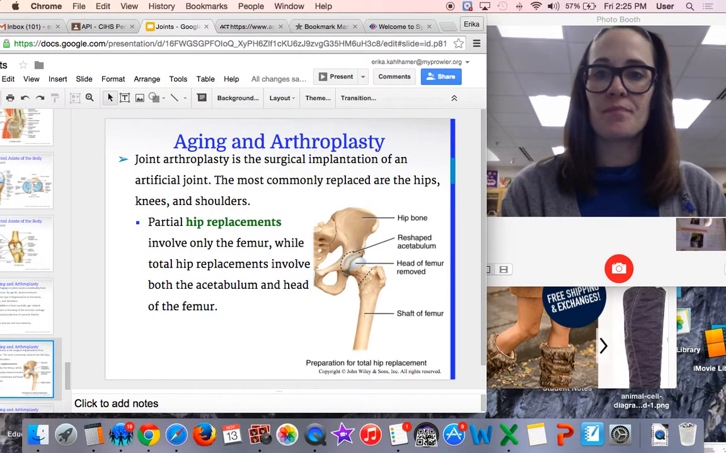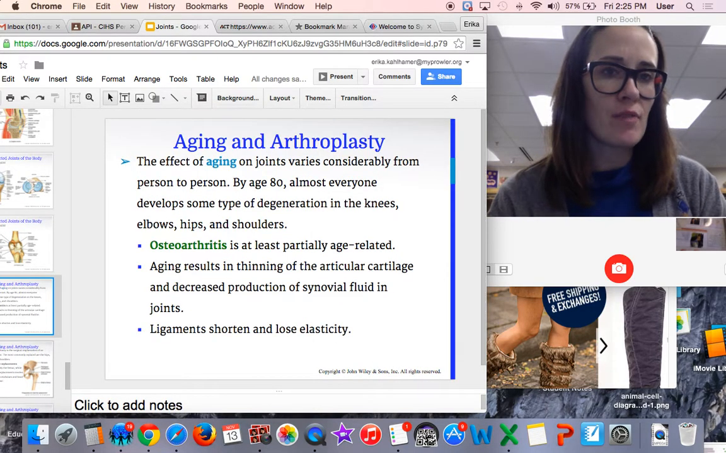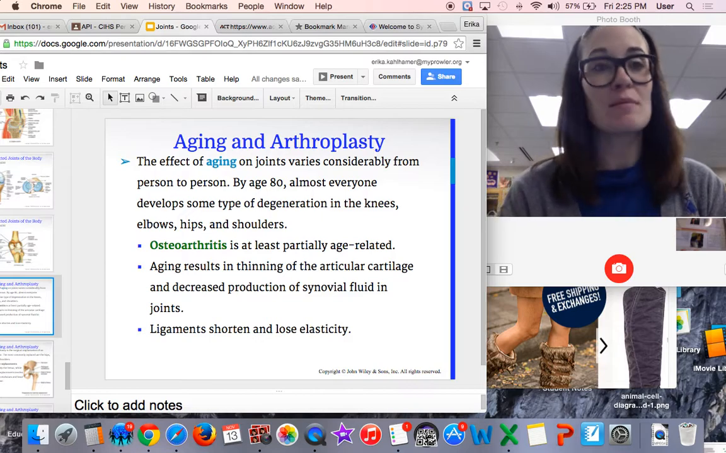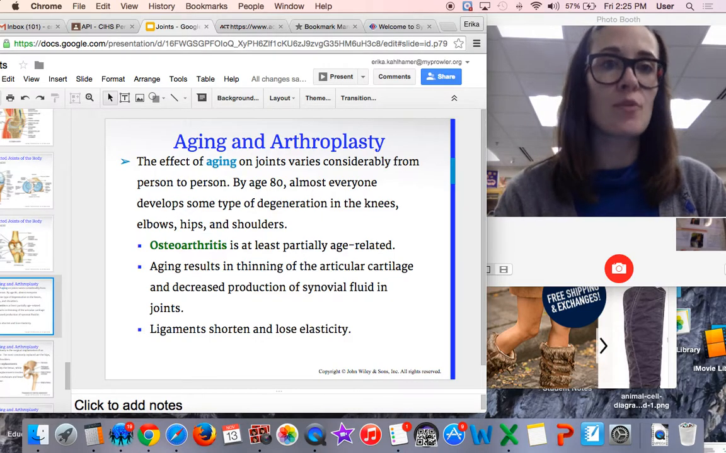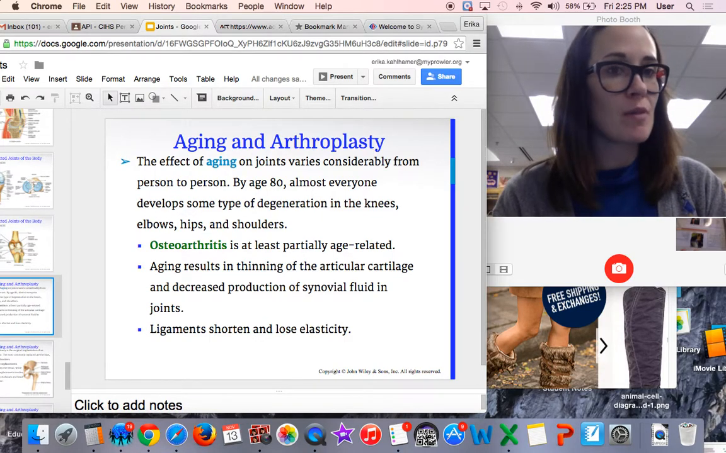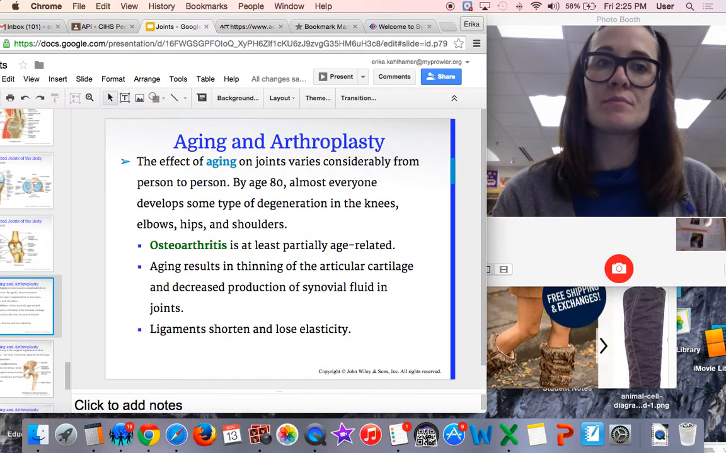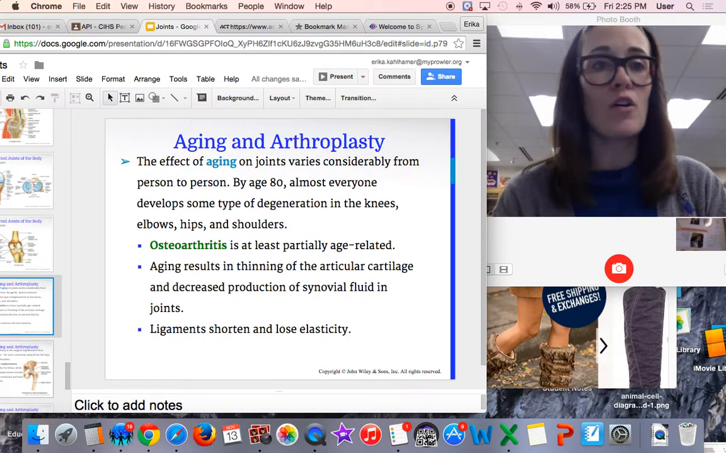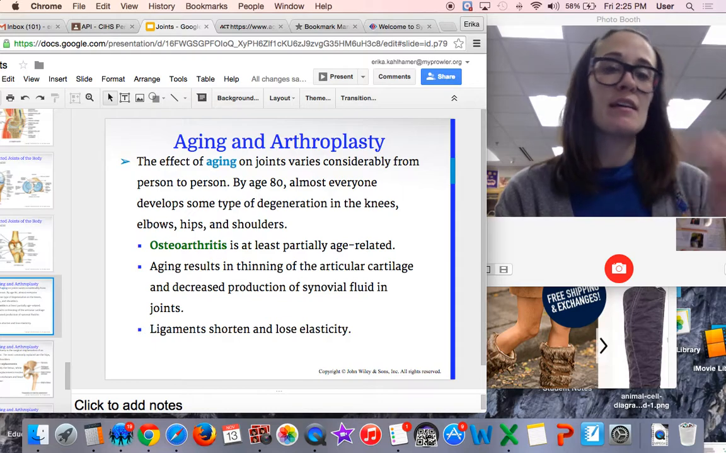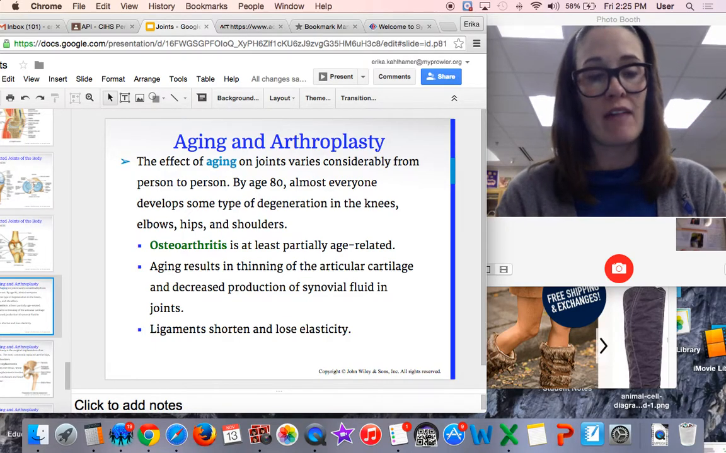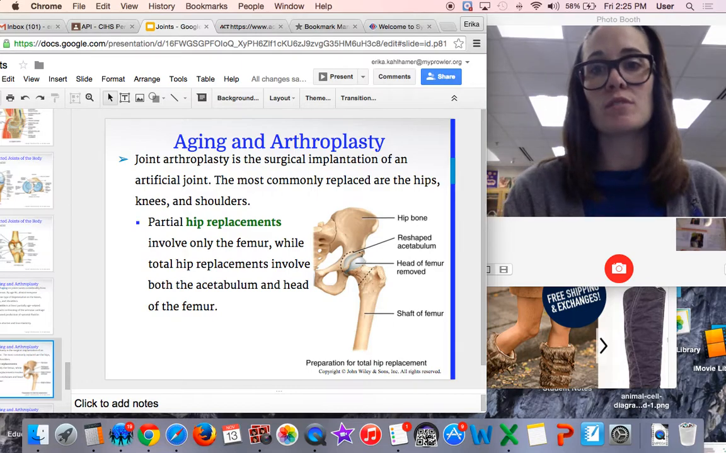There's also a few other types of arthritis, different types of arthritis, gout and rheumatoid arthritis, which I will talk about briefly. But all arthritis, it creates pain in a joint cavity, or the area where the bones meet.